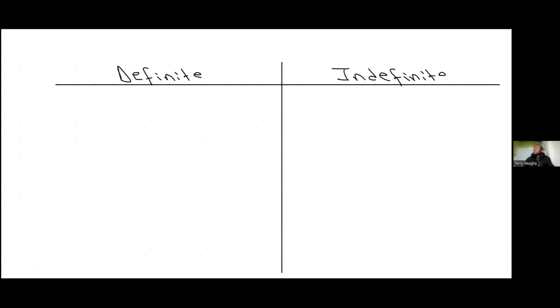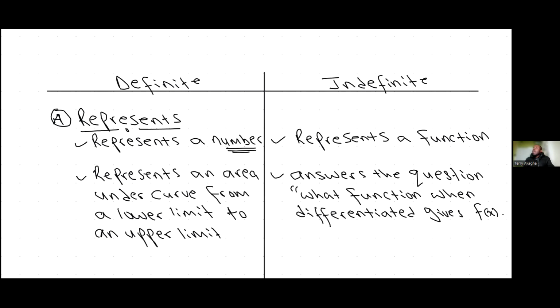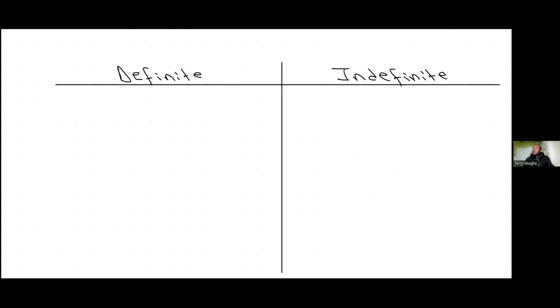In the previous one, we talked about what it represents, which is a number. Now the next part, B, is the characteristics. What are the characteristics of a definite and an indefinite? How do they compare to each other?